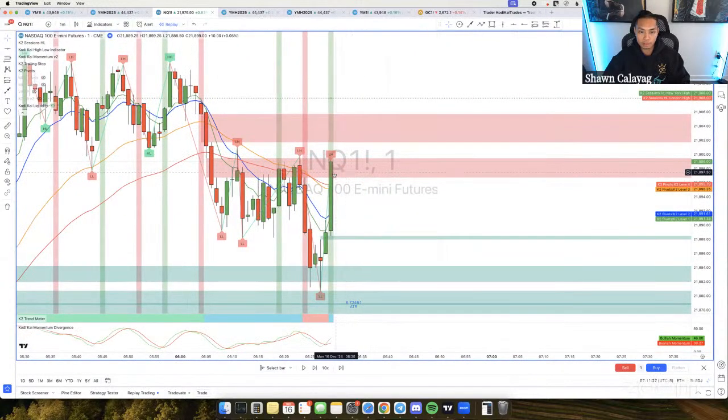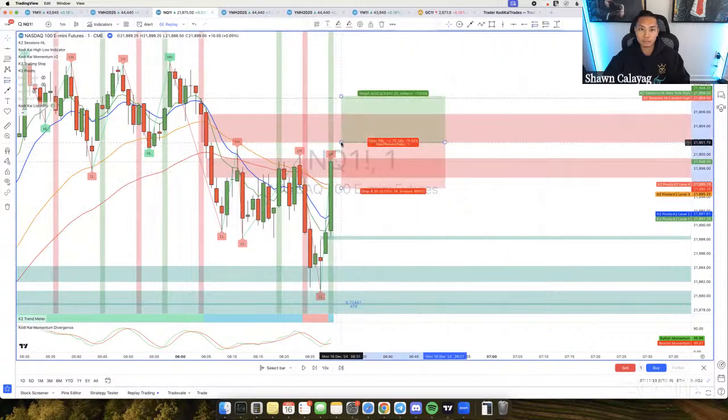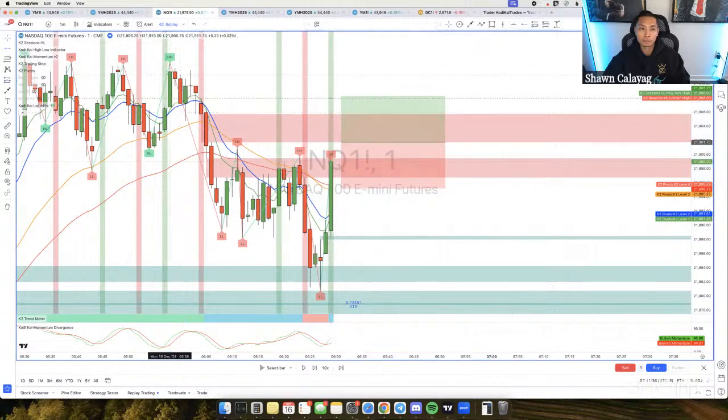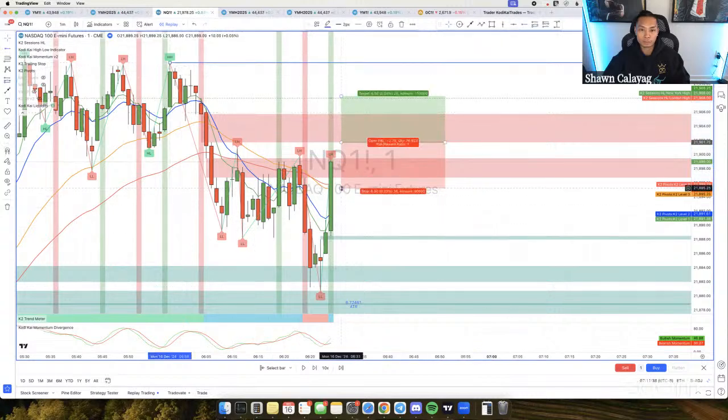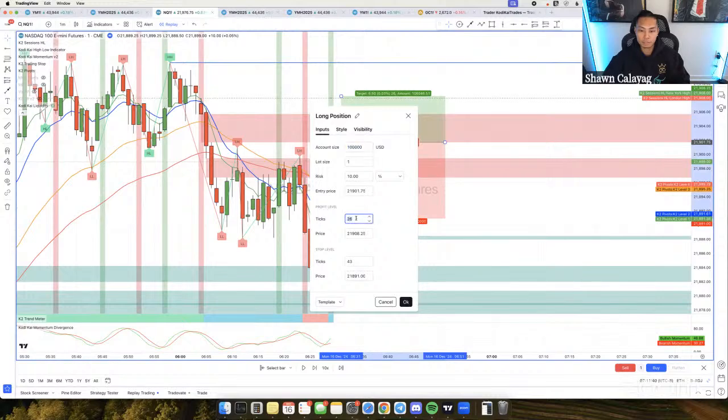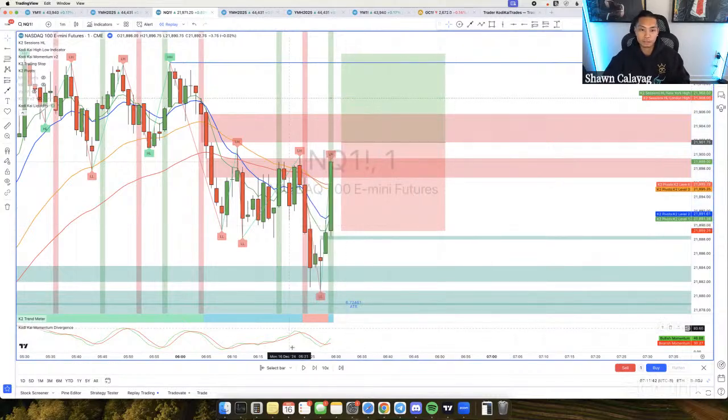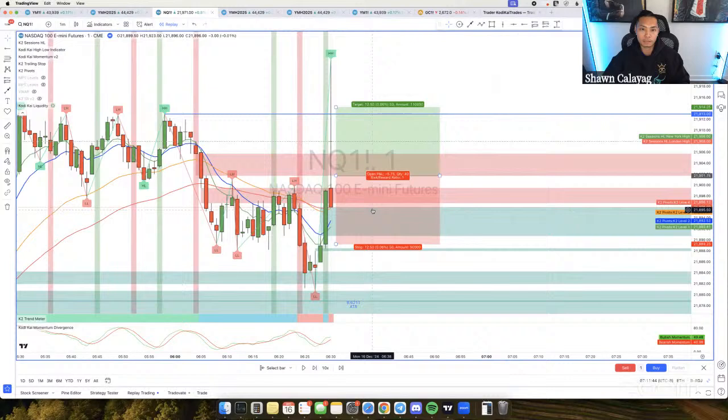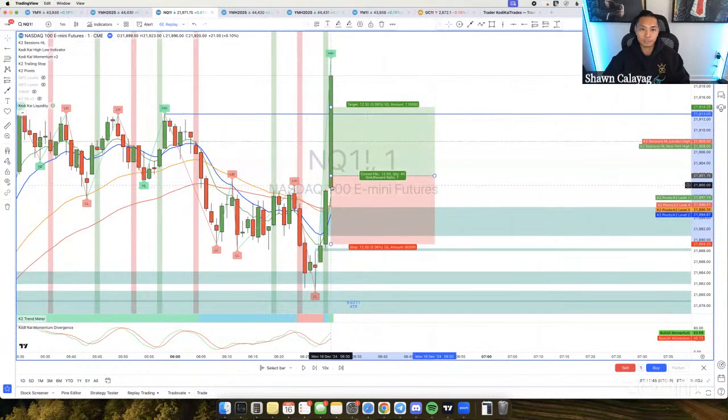So basically, this is where market opened at like 6:30. You could have entered liquidity right here. Looks like the target would have been up there. The thing with NQ is that it's so messy. This thing would have spiked. So it spiked on the opening candle right there. You guys can see, this is the 6:30 candle.